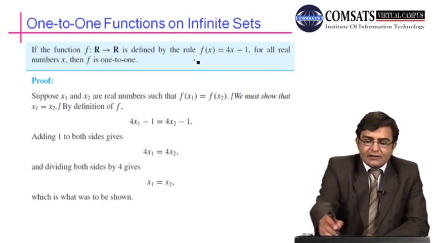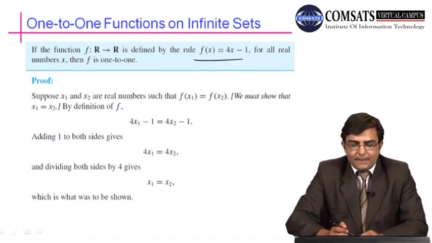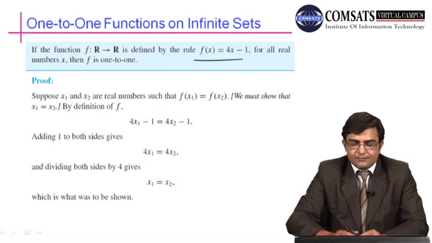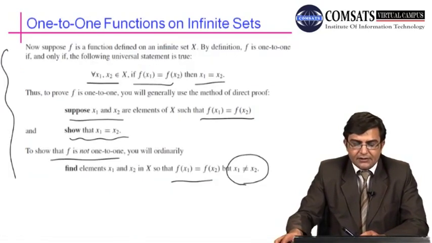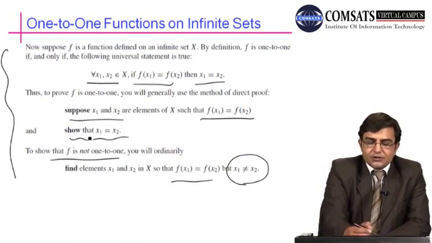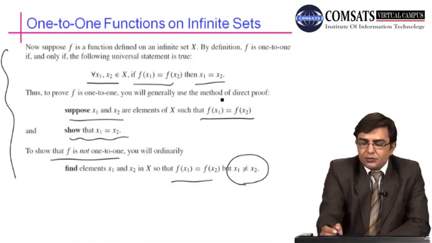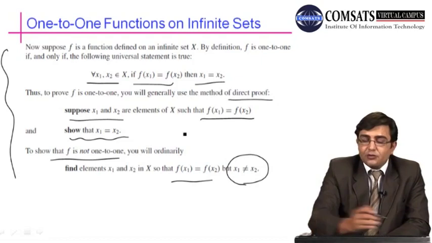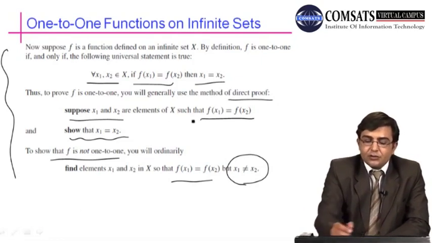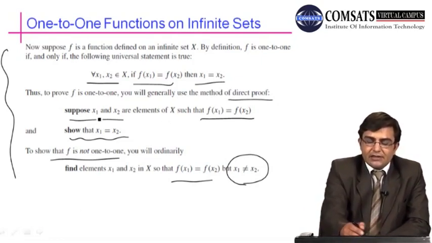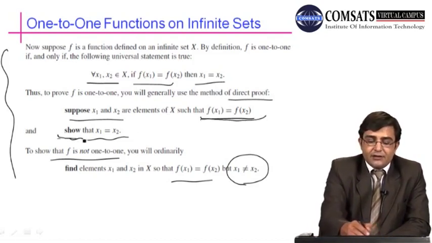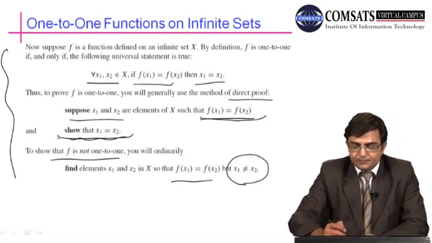This function is defined like this, 4x minus 1, and how we proceed we have discussed it on a previous slide here. How to prove it, a general method: we adopt the usual method of direct proof. We suppose that there are two elements x1 and x2 such that their images are equal, and we try to prove their pre-images are equal.